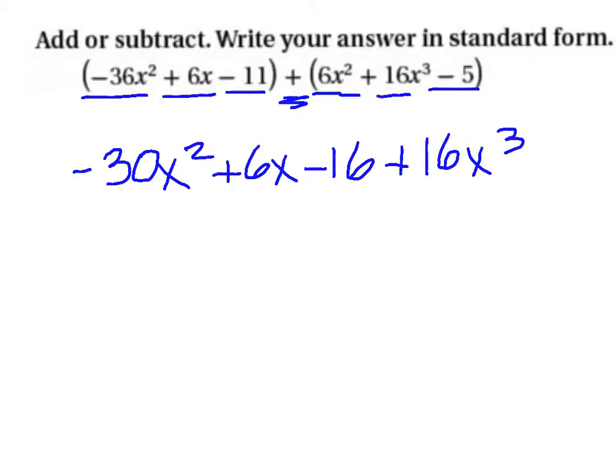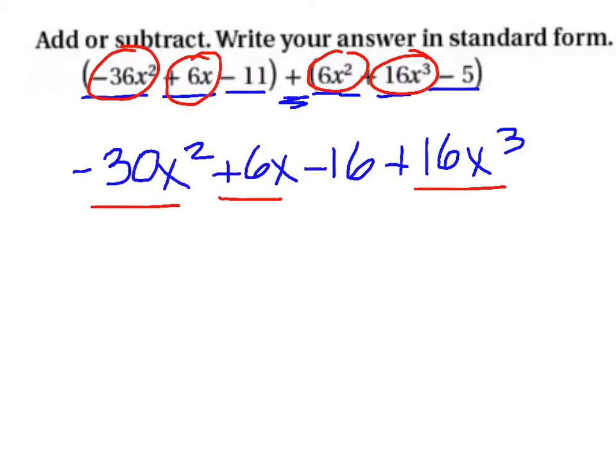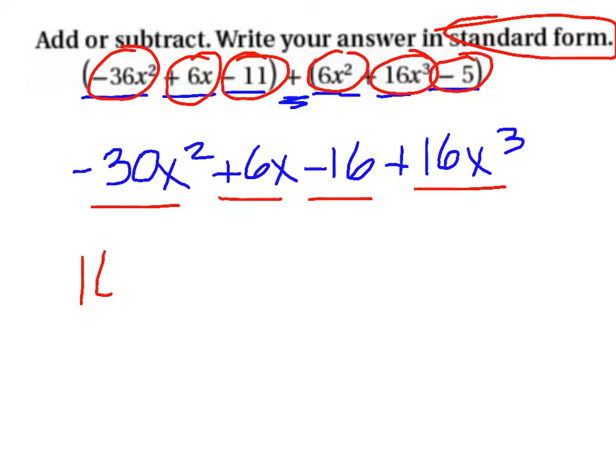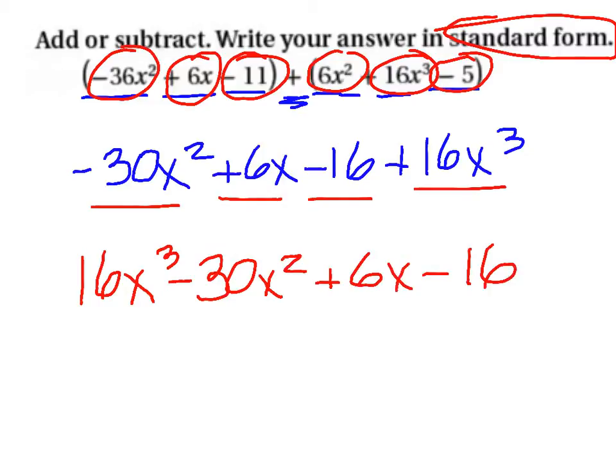Go back and double check, make sure everything's been taken care of. You have your x to the third term here. It was by itself. You had a pair of x squares that we put here. We had an x term there, and then our constants here and here. We combined them there. Problem says put the answer in standard form, so that means 16x to the third minus 30x squared plus 6x minus 16, descending powers of x.